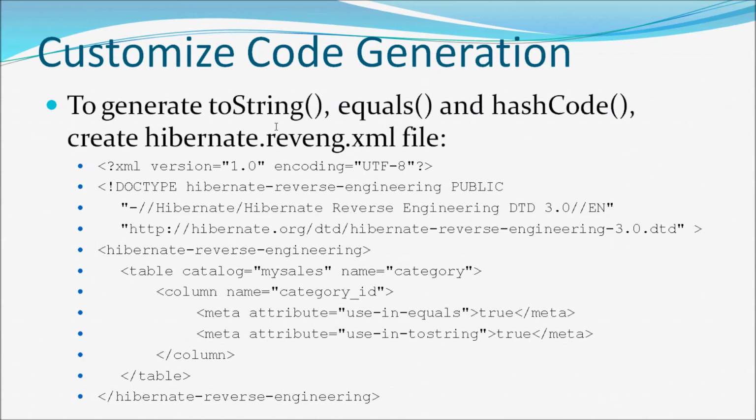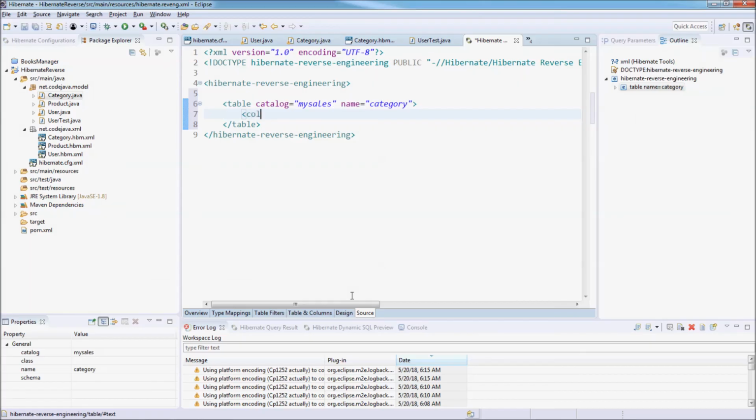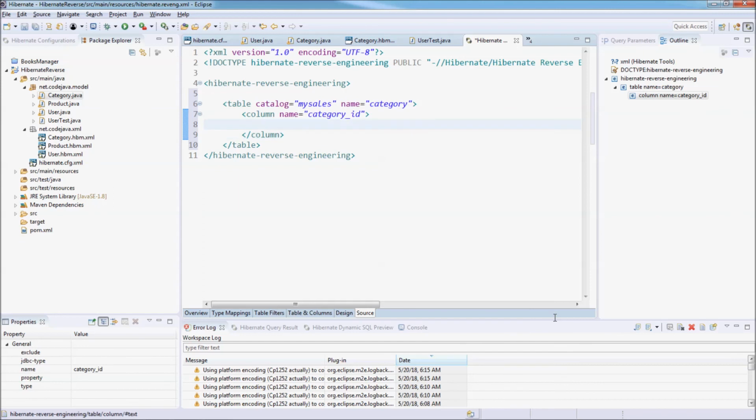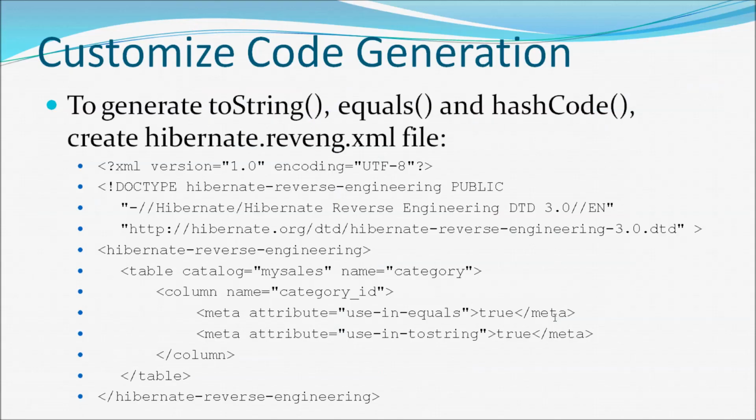And we specify the column to be included in the toString, equals and hashCode. For example, we specify the ID column. Column name category_id, and to generate equals and hashCode, we use the meta attribute use-in-equals true.